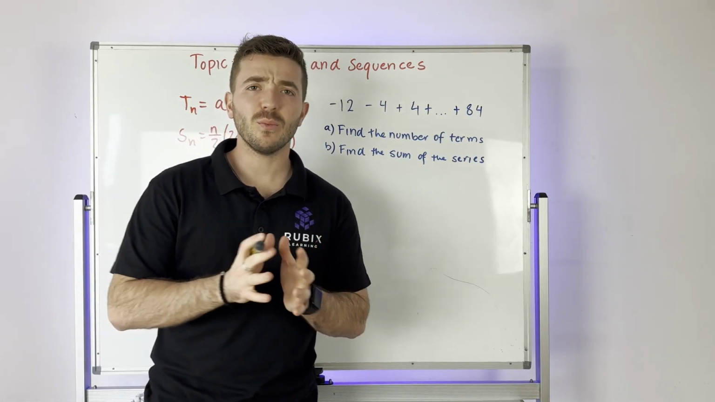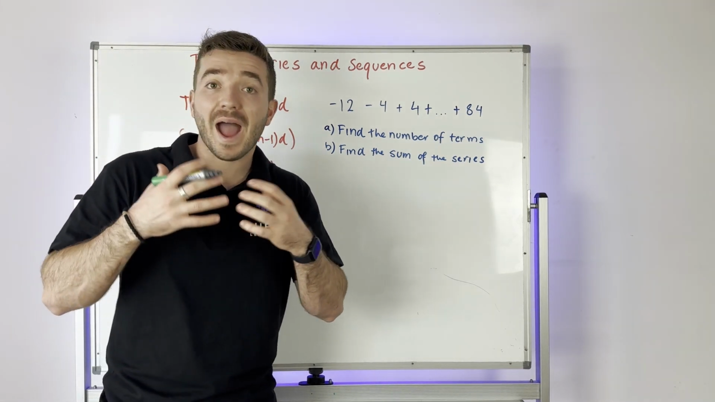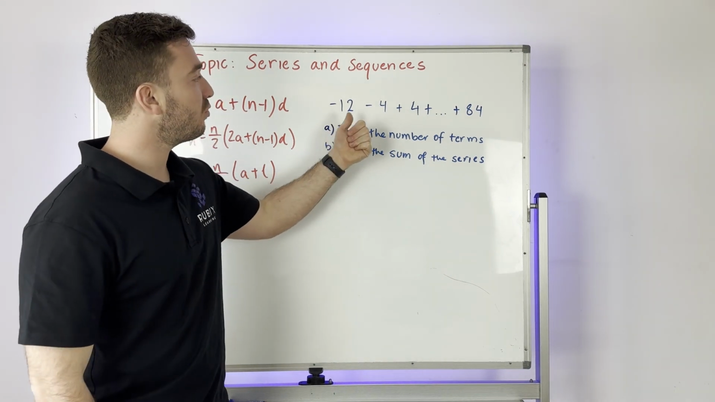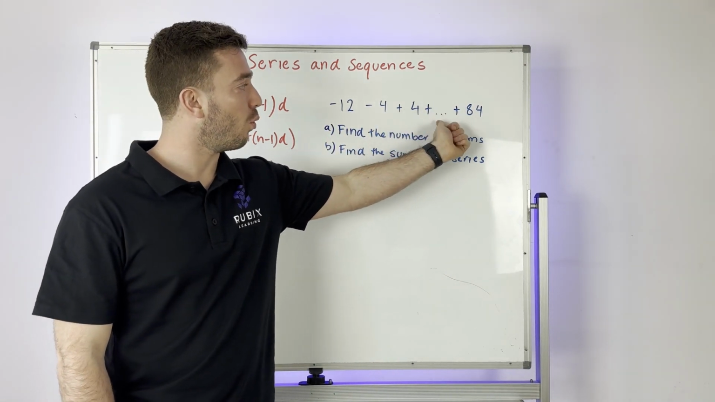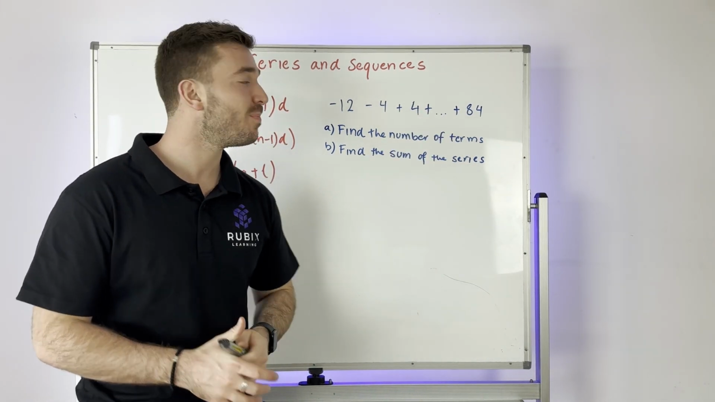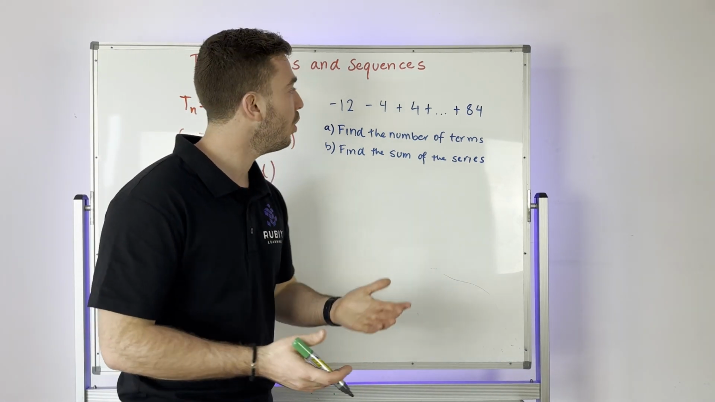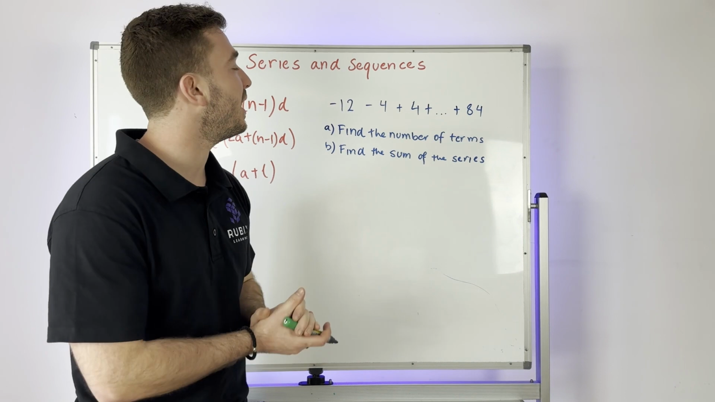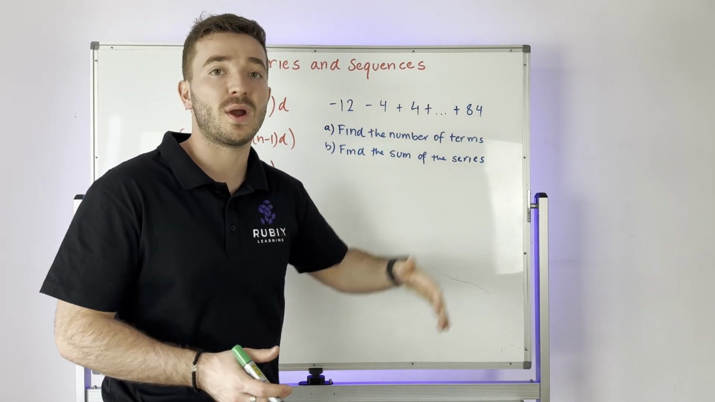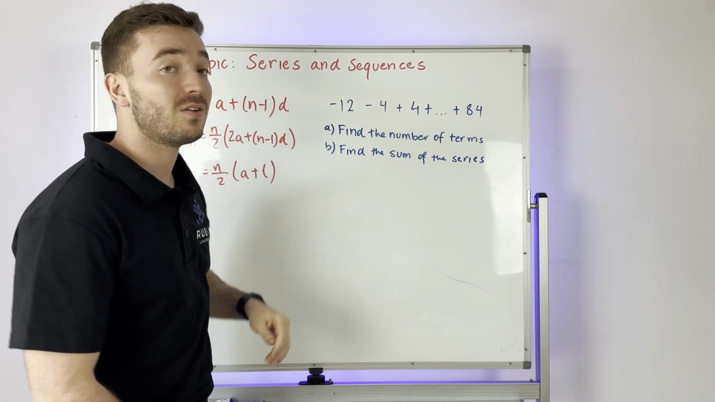Okay, now that we've learned all the formulas for working with arithmetic series, what do we actually do with them? So let's do an example question together. We're given the series -12, -4, +4, all the way up to 84. So that's the series. It has a whole bunch of terms in between. And in question A, we're asked to find the number of terms in this series. So we don't know how many terms are sitting in here. And if we wanted, we can find the common difference and then we can start counting our way through. That would take ages. So let's use the formula Tn to find the specific term.